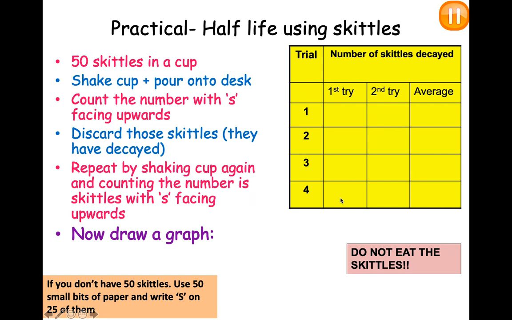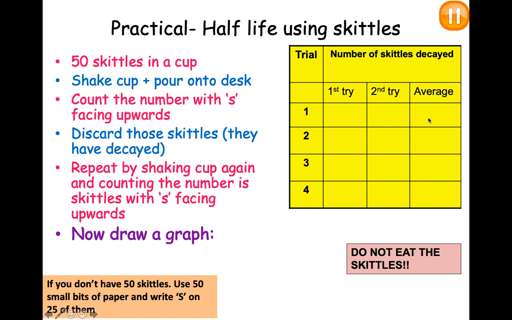Then you're going to repeat the experiment for a second time. Put all 50 back into your cup and repeat the experiment. This time fill out the results in your table where it says second try. In the final column where it says average, you work out the mean of your first try and second try. Add those two numbers together, divide by 2, and that answer goes into your average column.